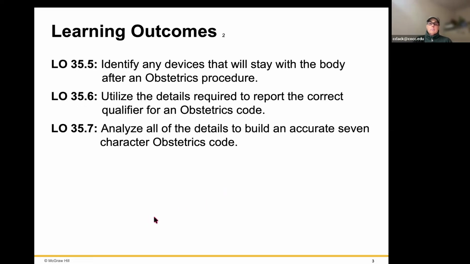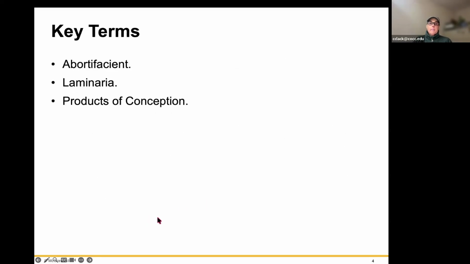So here, come back here. Okay, so here are some key terms for you.